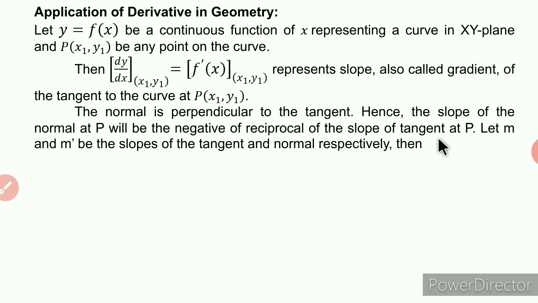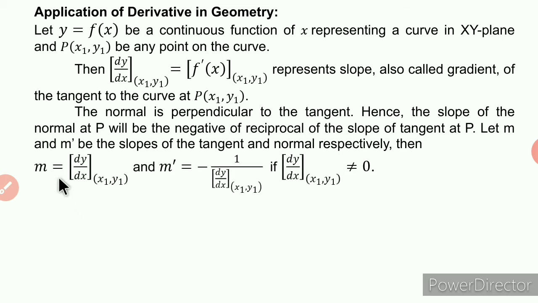Let us assume m is the slope of the tangent and m dash be the slope of the normal. So here I write that let m and m dash be the slopes of the tangent and normal respectively. Then m is equal to dy by dx at (x1, y1) and m dash is equal to minus 1 upon dy by dx, because normal is perpendicular to the tangent.